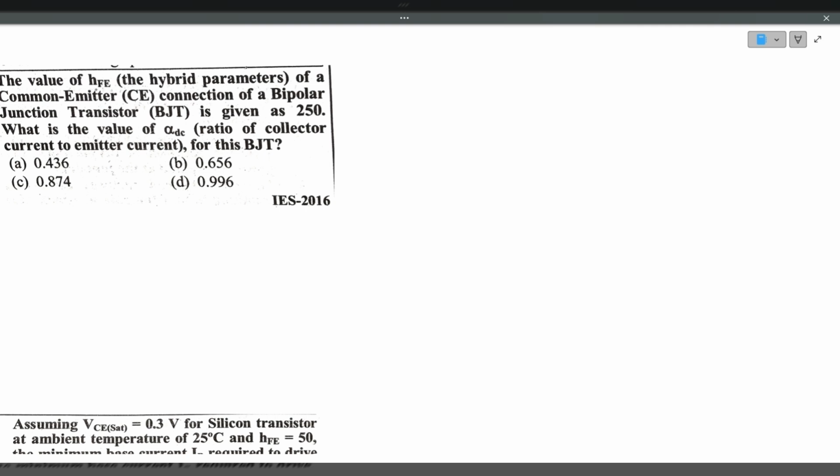We'll see the next question. The value of HFE, that is beta. HFE means the forward current gain, that is beta, of a common emitter configuration of a bipolar junction transistor is 250. So it's telling beta is equal to 250, which is nothing but the forward current gain of common emitter configuration, HFE. What is the value of alpha DC, the ratio of collector current to emitter current for this BJT?